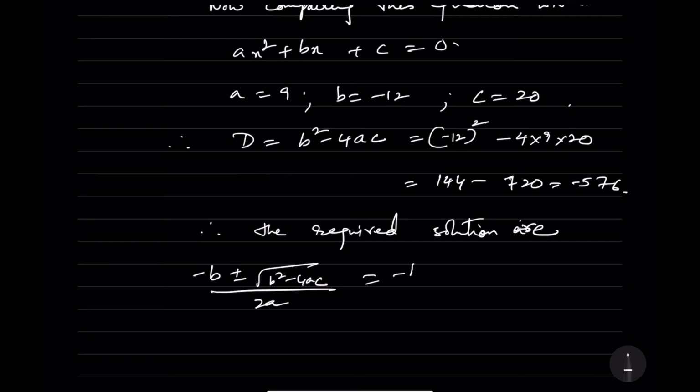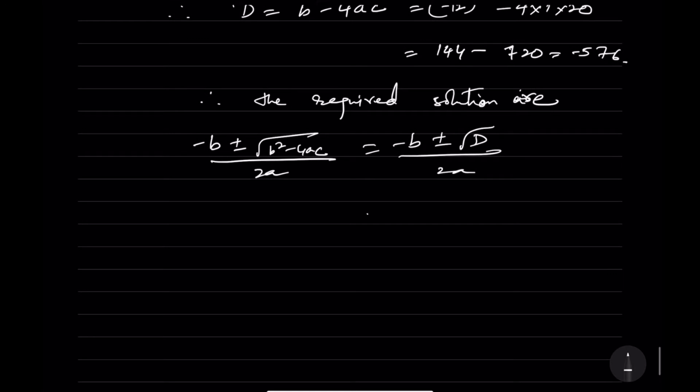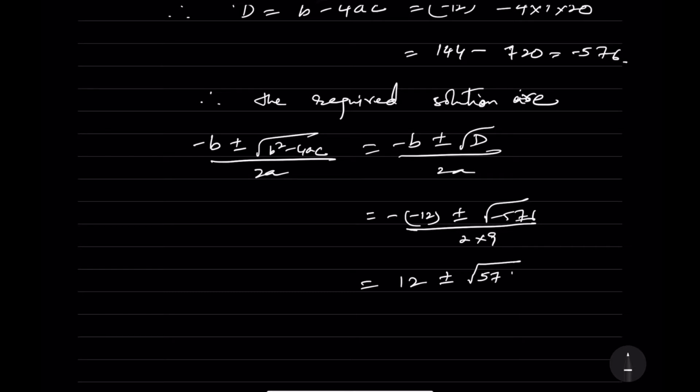You can write this as x equals minus b plus or minus root of the discriminant divided by 2a, which is equal to minus of minus 12 plus or minus root of minus 576 divided by 2 into 9. So which is equal to 12 plus or minus root of 576 into root of minus 1, divided by 18.